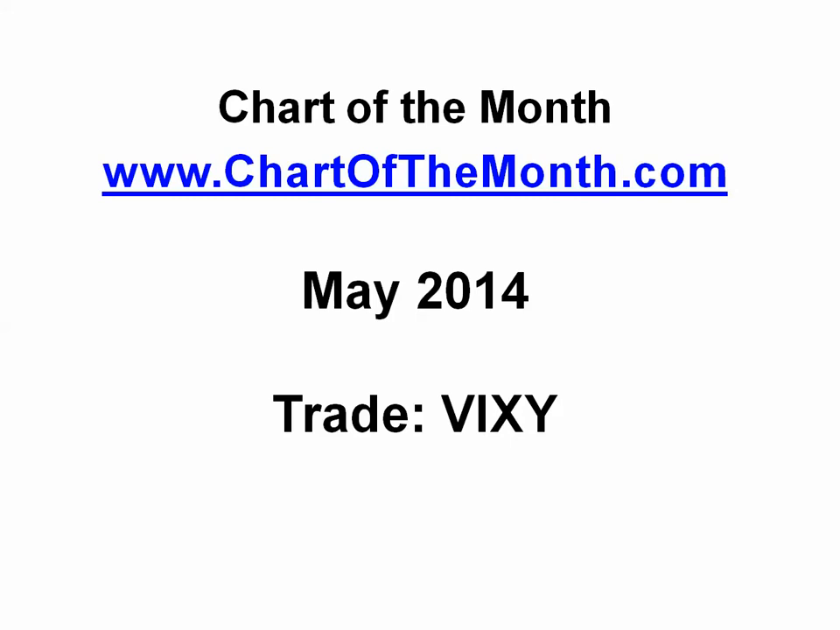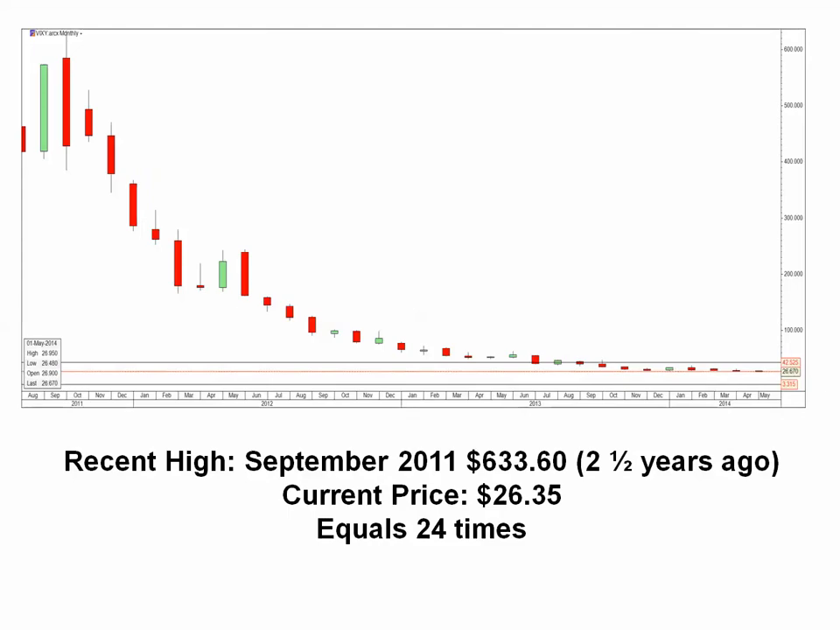Okay, so the chart of the month for May 2014 is VIXY, which I'll talk about what VIXY is in just a minute, but here is the chart of the month of the VIXY. This is a monthly chart. You can see that the most recent high in September 2011 was a price of $633.60, 2.5 years ago. The current price is $26.35, and that is a 24 times multiple.